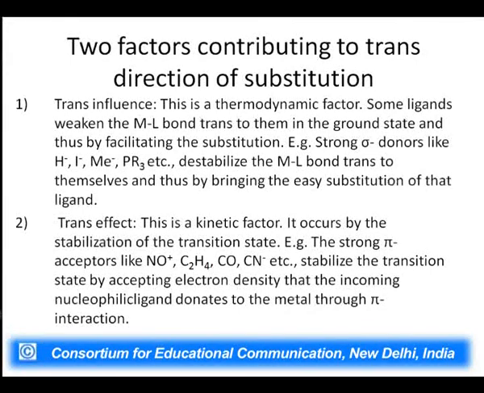So, when the metal ion transfers this electron density to these ligands through pi bonding, that is, in the transition state, when the incoming ligand gives its electron density to the metal ion, it will be rich in electron density and destabilized. But if ligands that can accept pi electron density from the metal are present, they will accept this electron density. As a result, the transition state will be stabilized. So, the trans effect helps in stabilizing the transition state.